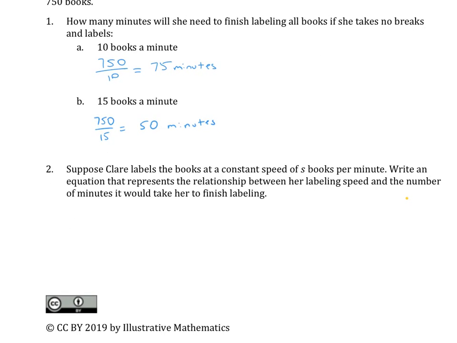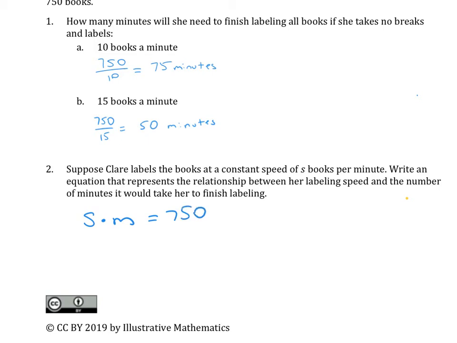The second question says, suppose Claire labels the books at a constant speed of S books per minute. Write an equation that represents the relationship between their labeling speed and the number of minutes it would take her to finish labeling. So there's a couple of different ways you can look at this. One is to take the number of minutes and the speed and multiply them together to figure out the number of books. If I was to do that, that would be S times M, which is equal to 750.